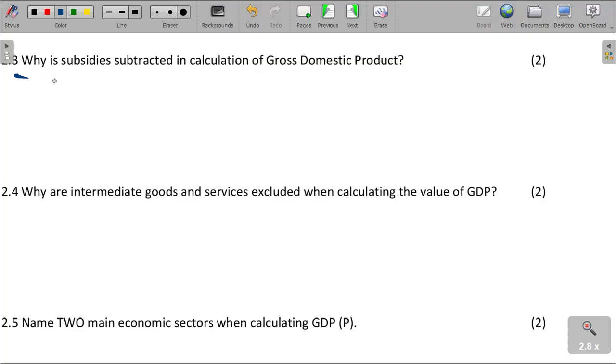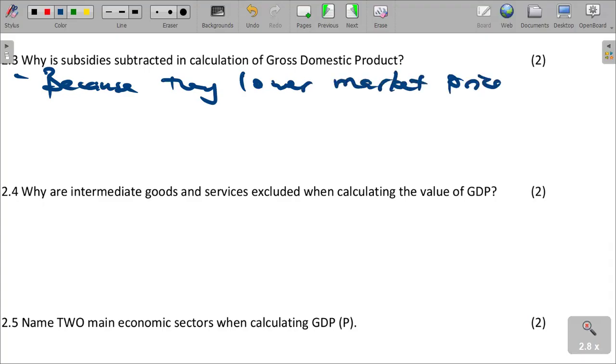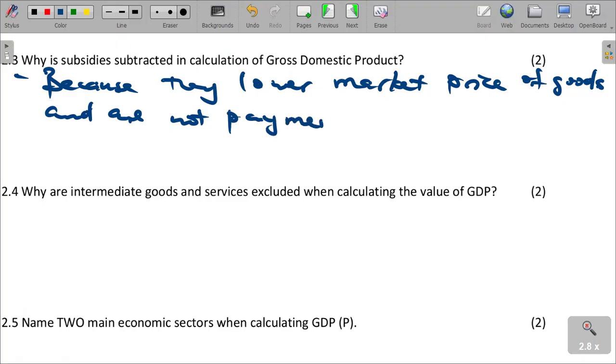So to access finance or capital for business. They are subtracted because they lower the market price of goods and are not payments for production. They are not payments for production.